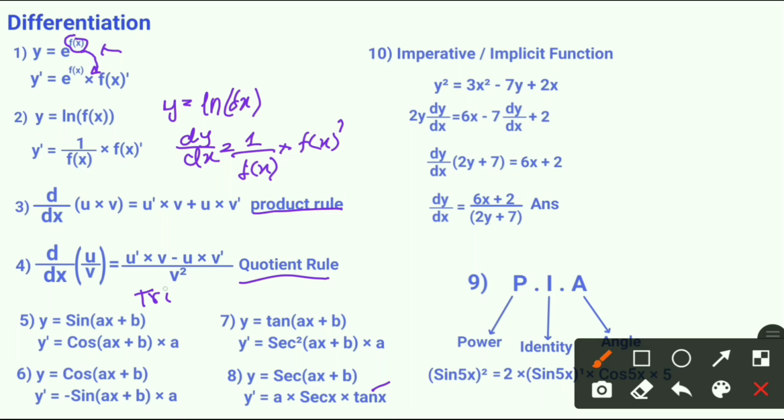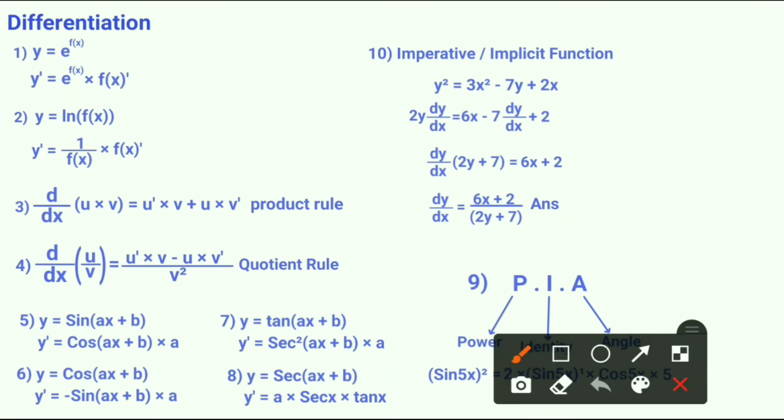And as for 5, 6, 7, 8, it's trigonometric differentiation. If y is sine, then y' is cos. If we differentiate sine, then its derivative is cos. If we differentiate cos, then its derivative is minus sine. Okay. And also you need to differentiate on the inside as well. You're differentiating sine, and you need to differentiate on the inside. So if you differentiate on the inside, then it's multiplied by a. Okay. Same thing for tan. Differentiate tan, and its derivative is sec square, and multiply by sec. Differentiate sec, and its derivative is sec x tan x. Okay. You need to remember all of these.